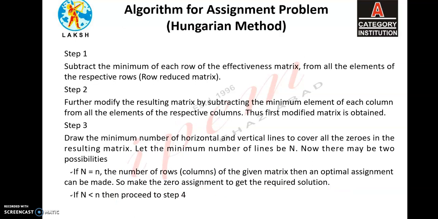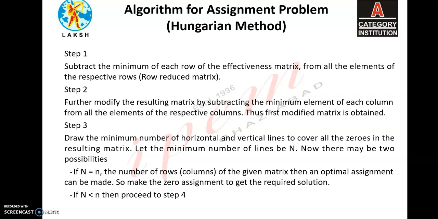Algorithm for the assignment problem. There is only one method to solve the assignment problem, known as the Hungarian method, as it was found by a Hungarian. As we discussed in the previous topic, transportation problem, there were 3 methods to find the basic feasible solution, but in assignment problem there is only one method, the Hungarian method, which is very easy to understand.